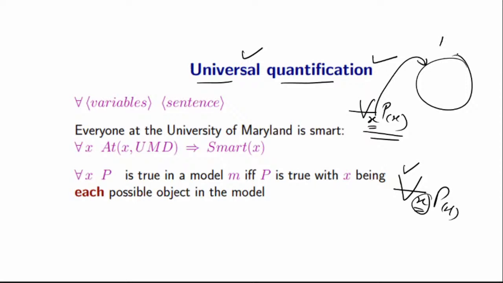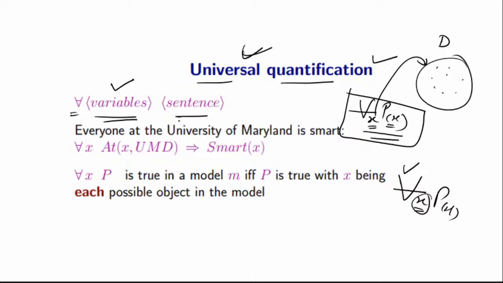So let's assume this is the domain. Then what is the meaning of this for all x P(x)? The meaning is simple. For every element in the domain, this P(x) must be true. So that is the meaning of universal quantification. Here you can see for all, then you have some variables, and then you have some sentence. Basically, we want to say that for all elements in the domain, this sentence must be true. That is the meaning of universal quantification.